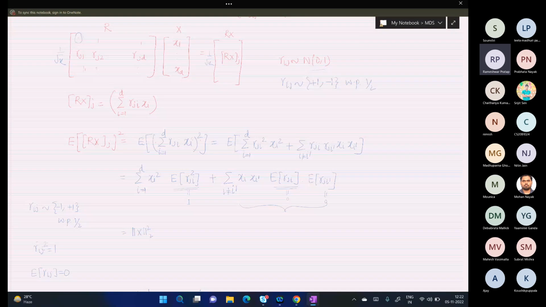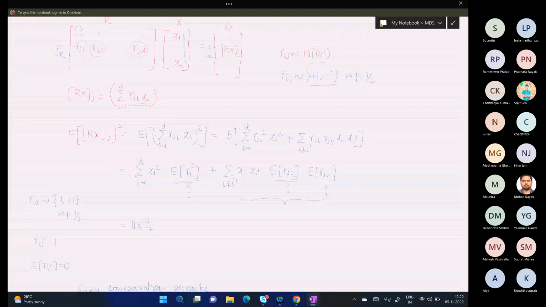But what is the advantage of using this +1 and -1 over the normal distribution? If you use the normal distribution, basically we need to calculate this term, so we need to multiply each coordinate of x with some real numbers from the normal distribution. But if Rij is from +1 and -1, essentially we reduce the multiplication to just addition and subtraction. Is this point clear?